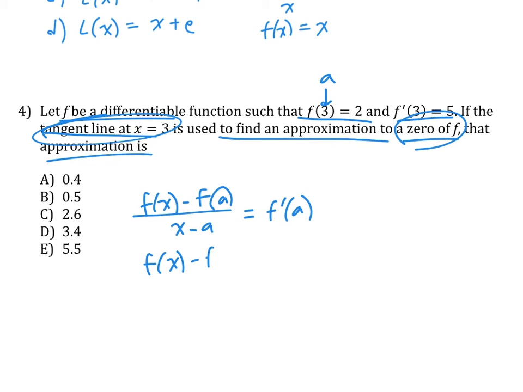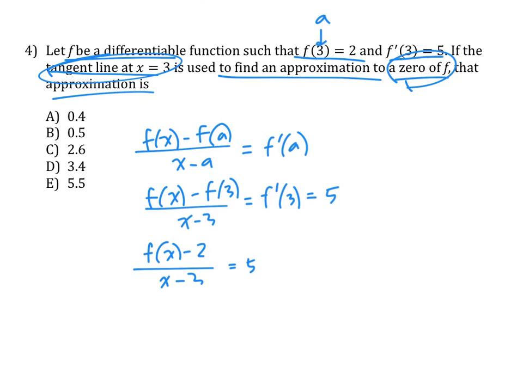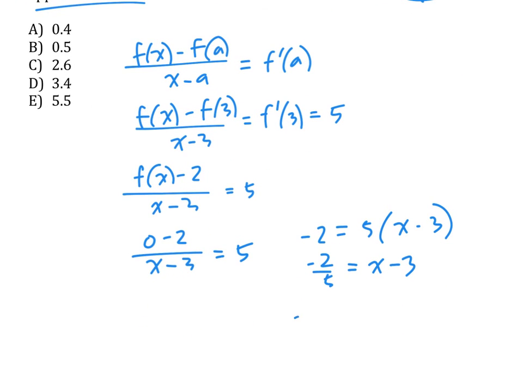So f of x minus f of 3 over x minus 3 is equal to f prime of 3, which they tell us is 5. Let's put everything in. f of x minus 2 over x minus 3 equals 5. They want a 0 of f. 0 of f means when y is 0, what number is x? So 0 minus 2 over x minus 3 equals 5. So negative 2 equals 5 times x minus 3. So negative 2 over 5 equals x minus 3. x is equal to 3 minus 2 over 5, which is 13 over 5. So 2.6.